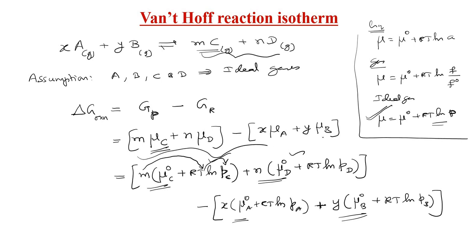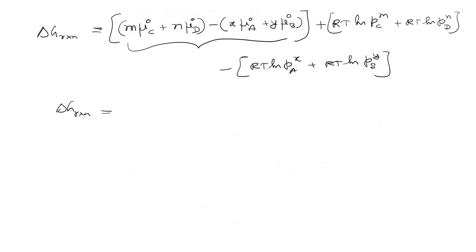If you observe carefully, see the previous page, this is nothing but delta G for the reaction. Here I have used M into chemical potential of compound C, chemical potential of D, chemical potential of A and chemical potential of B. Now the expression looks similar, but instead of chemical potential I have standard chemical potential. Therefore this term is equal to delta G naught of the reaction, that is the change in free energy of the reaction in the standard state.